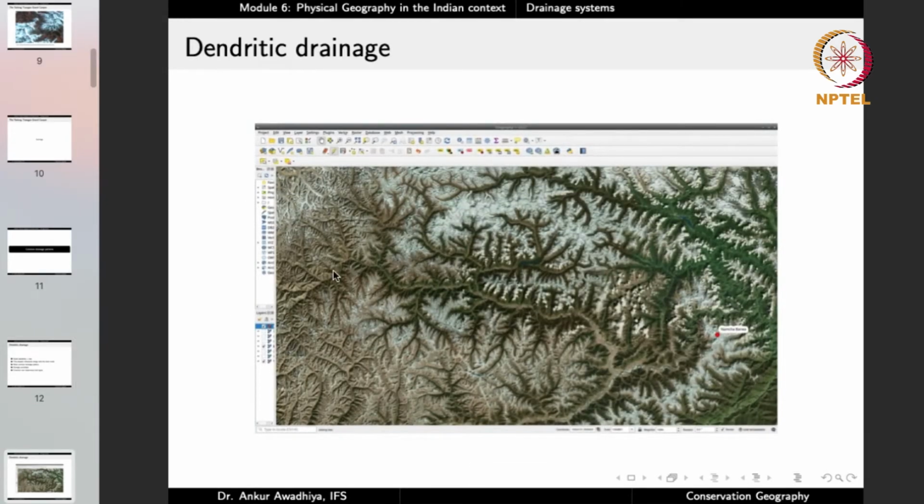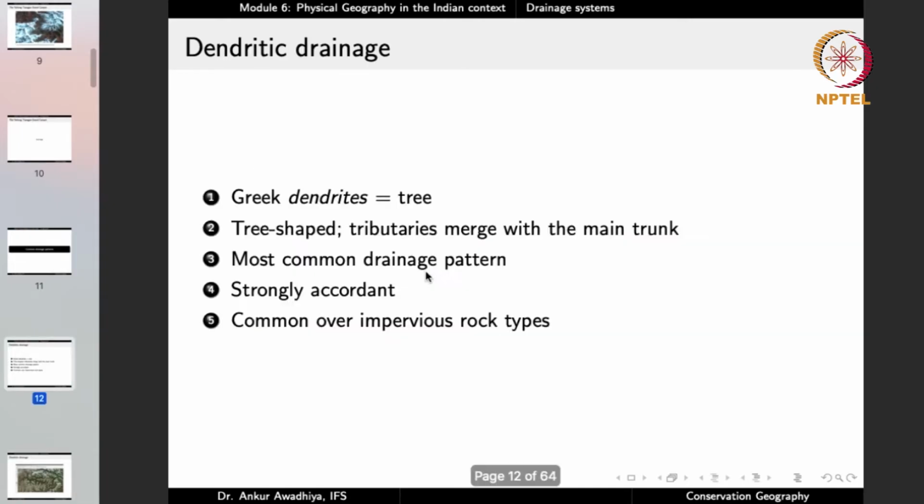For instance, this is again our Brahmaputra river, and if we consider this portion where it has not yet cut through the Himalayas, this is a strongly accordant pattern, which means that it is flowing according to the landscape, according to the structure, according to the slope of the landscape. And only when a river is accordant does it show a true dendritic pattern. So this is a strongly accordant dendritic drainage pattern.